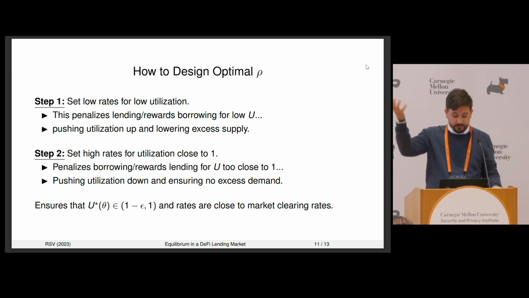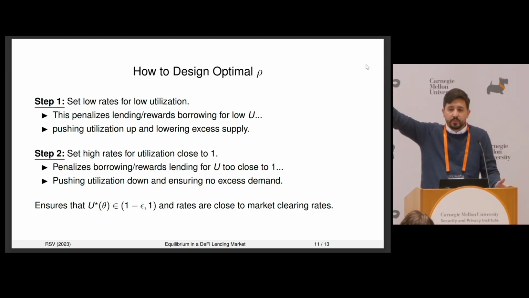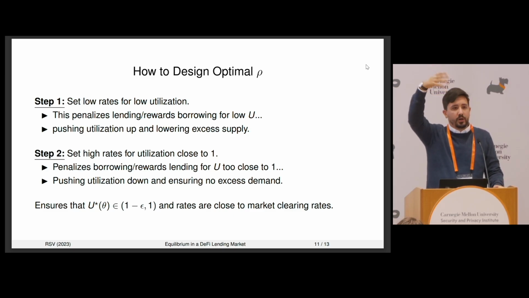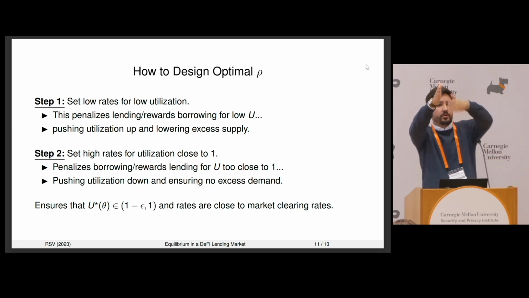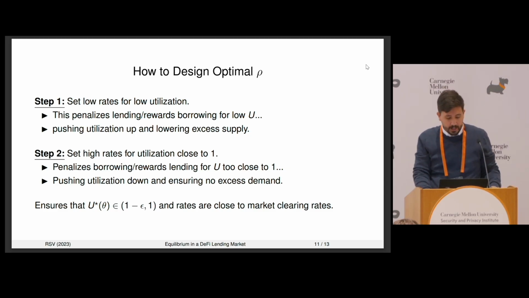For the flip side, right, how do we keep utilization from hitting 100%? Well, you just do what the platforms are already doing. You set prohibitively high interest rates when utilization is 100%. And so basically you get these curves that have a very steep part up here, and then very low interest rates for lower utilization rates. So there's already some insights that could be made for the lending platforms in that respect.